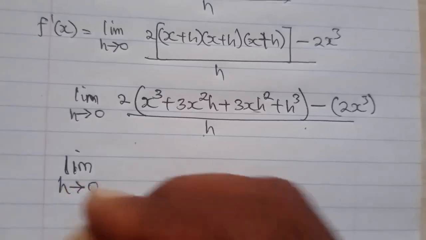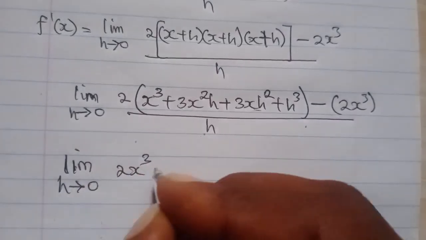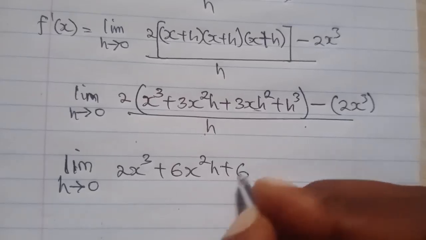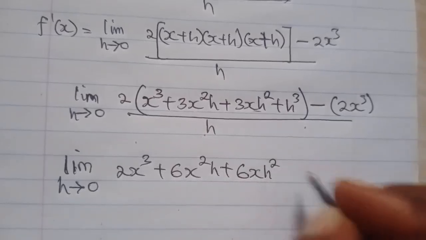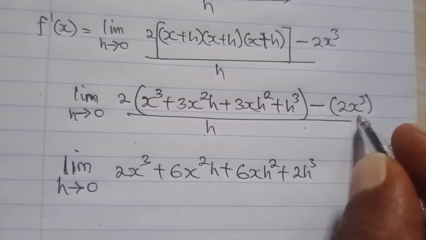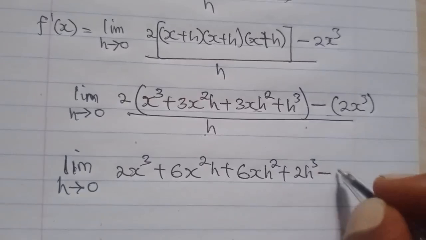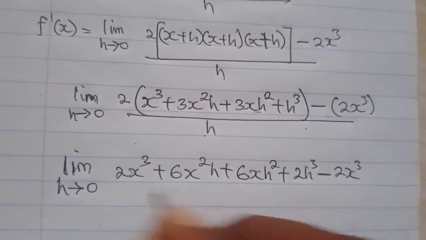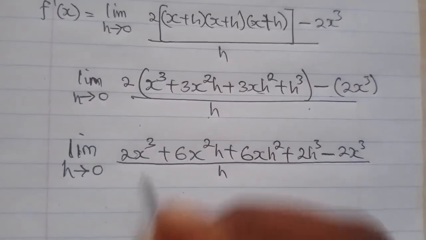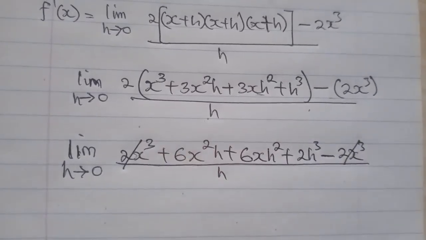If we open up this bracket, we're going to have the limit as h tends to 0. Open it up, we'll have 2x^3 plus 6x squared h plus another 6xh squared plus 2h cubed. Use the minus sign to open up, you will have minus 2x^3, all over h. We can combine like terms. This is plus 2x^3, this is minus 2x^3. They will cancel out.